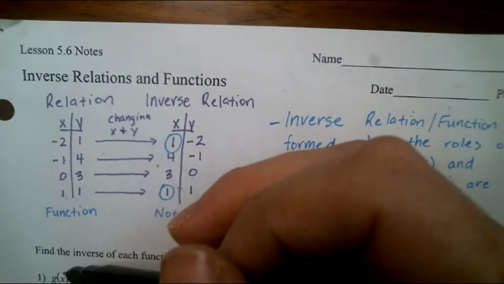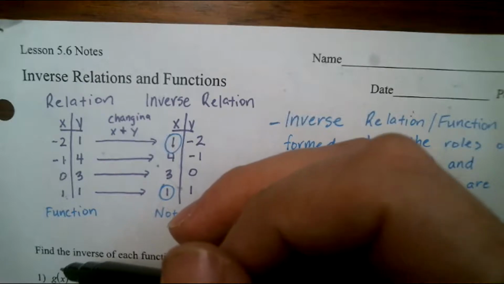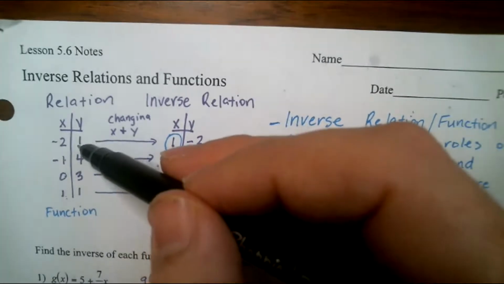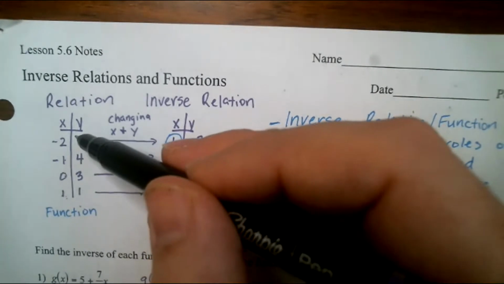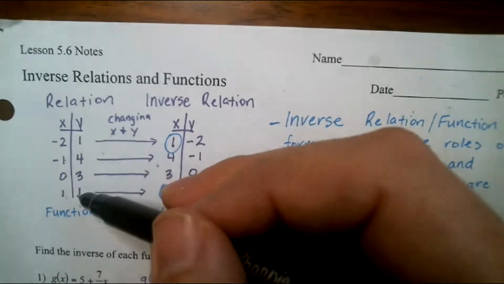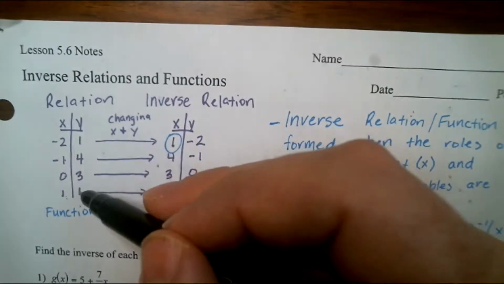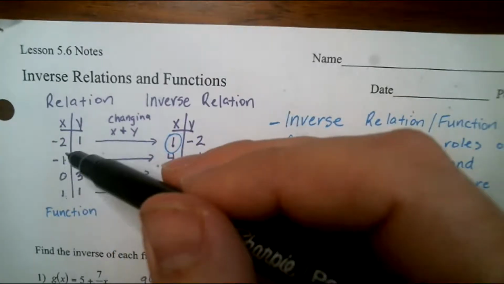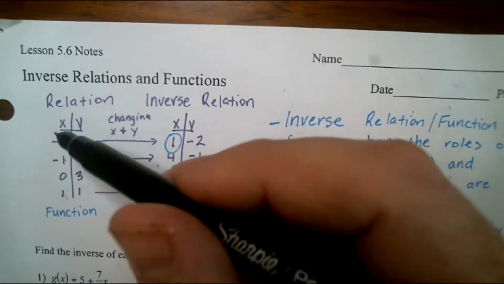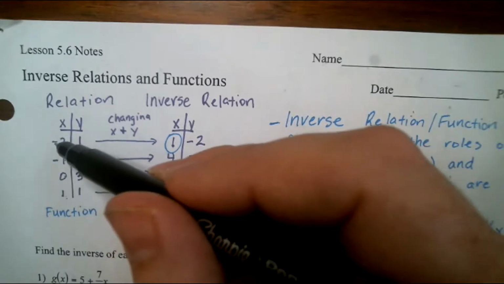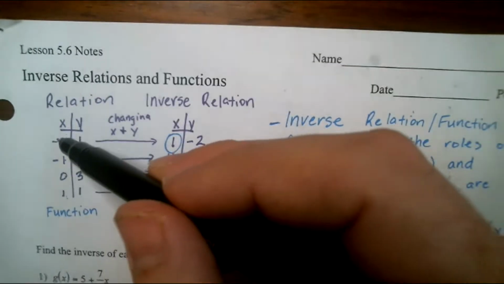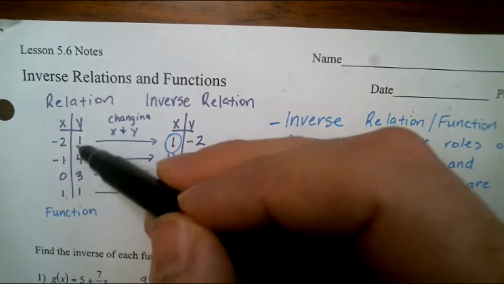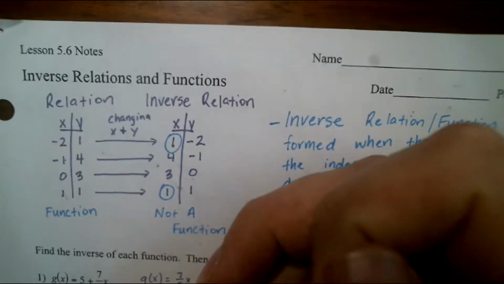Someone type that into the chat box. Very good, Christina. Let's see if any of the y's repeat. Good, Christina. Good, Caitlin. So if any y repeats, then the inverse is not a function because we know these are going to change. So looking at this, -2, -1, 0, 1, we said if any x repeats, it's not a function. But if we look at the y's and any y's repeat, the inverse is not a function.